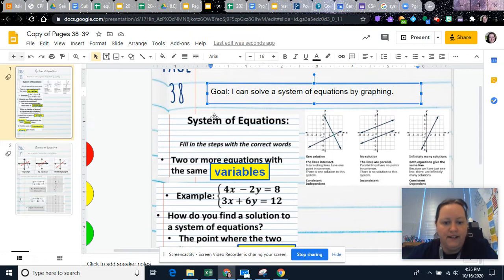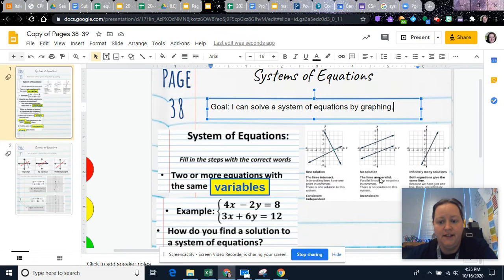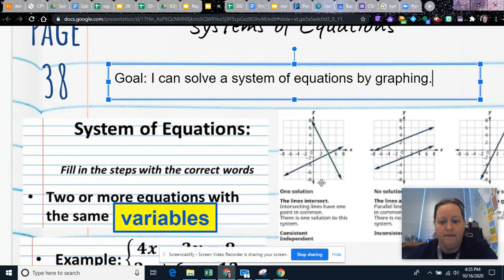So as we're looking at this, again, we have some click and drag. When you have two or more equations with the same variables, you'll have a system of equations. You'll see here how these both have x's, they both have y's, therefore it is a system of equations. And you find the solution to a system of equations by finding the point where the two lines cross or intersect.